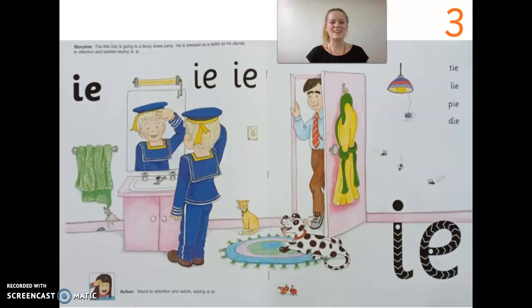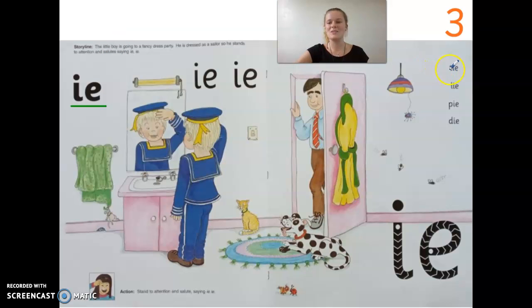The little boy is going to a fancy dress party. He dressed as a sailor, so he stands to attention and salutes, saying, I. Can you do it one more time? I. To make our special friend I, we need an I and an E. But when we see them together like this, we say I.